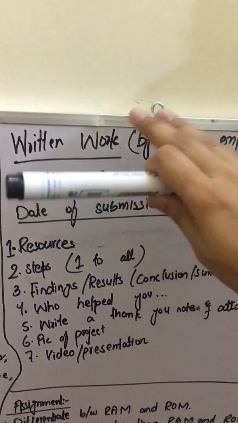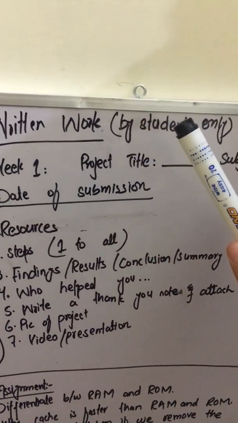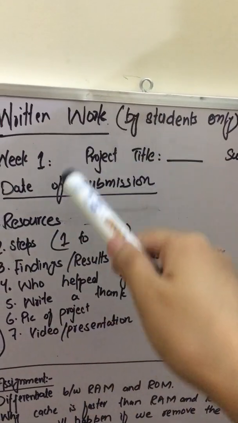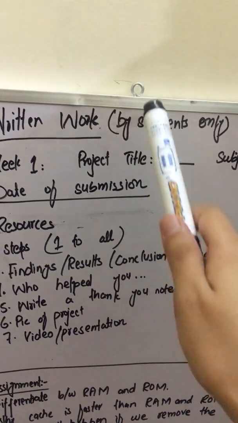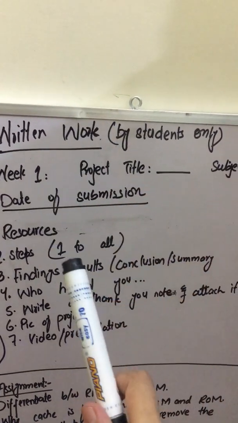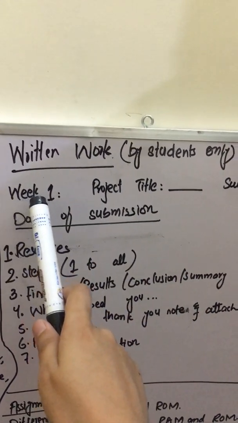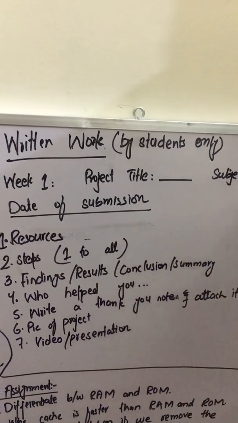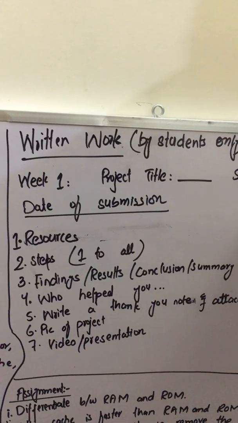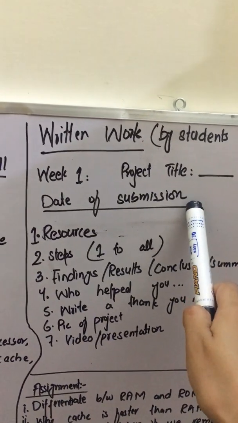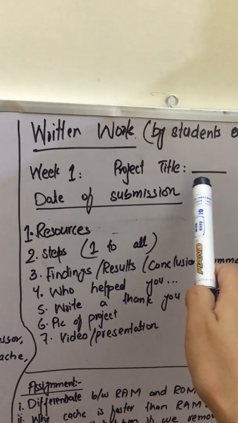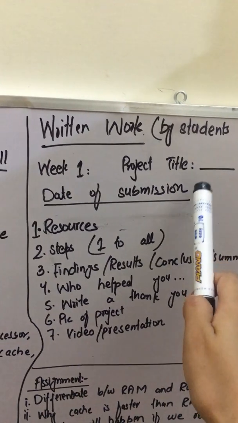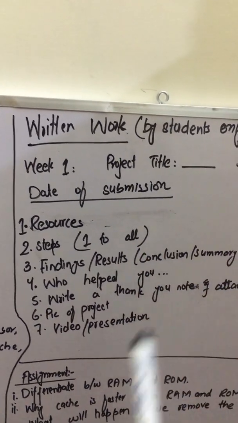Your written work should be done by students only. In this work nobody can help you, so that should be in your own handwriting. You have to mention the week number, your project title. Your project title is architecture of computer. Then you have to mention the subject, and then the date of submission. Date of submission is the date on which you will upload your project on the AIS.